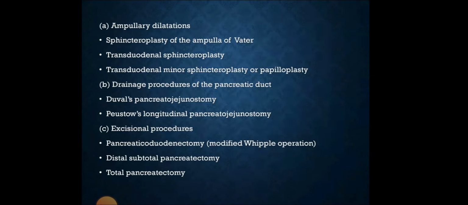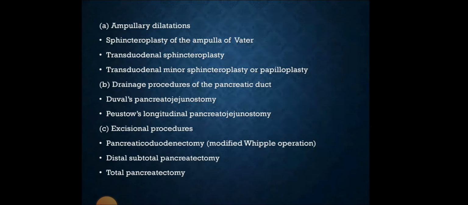Next are the drainage procedures of the pancreatic duct. In this group, two operations are usually performed: dual pancreatojejunectomy and Puestow's longitudinal pancreatojejunectomy. These are the two drainage procedures of the pancreatic duct. Next come the excisional procedures, and three types can be performed: pancreaticoduodenectomy, distal subtotal pancreatectomy, and total pancreatectomy.